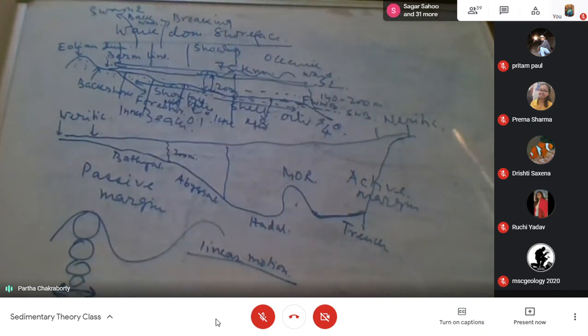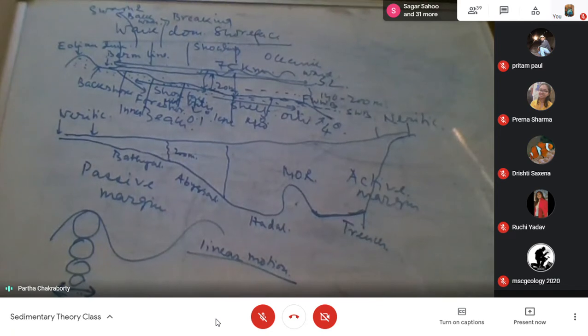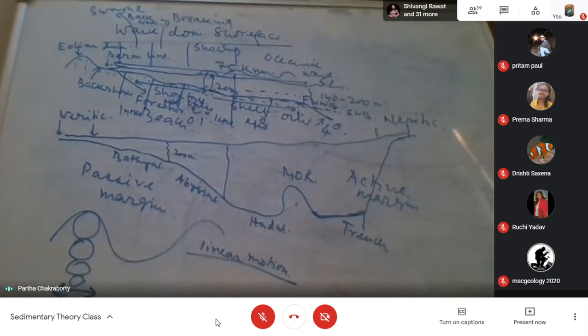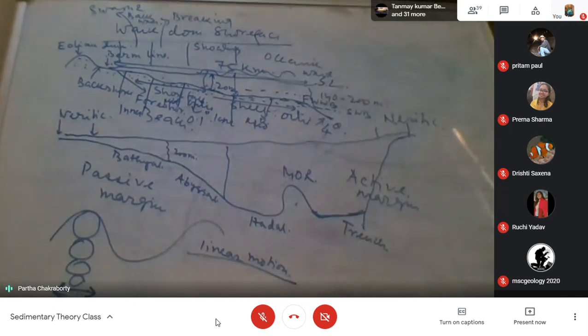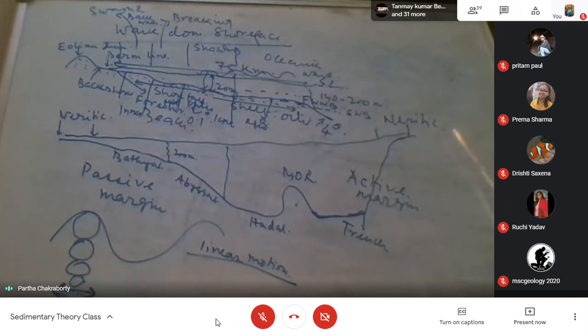So what do I expect in the inner shelf? In the inner shelf, I expect that there will be majority the effect of storm, but I may expect some effect of fair weather as well, depending on the relative position of the sea level. And these are the two major things that I expect in the inner shelf. But I will definitely not expect the fair weather action in the mid shelf or outer shelf.